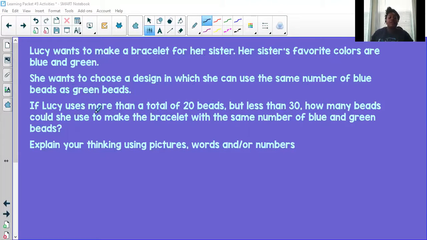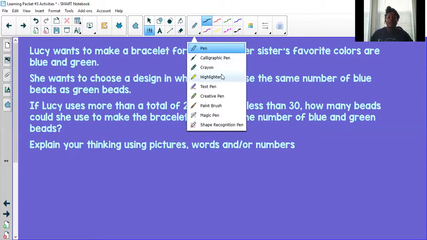beads. If Lucy uses more than a total of 20 beads, but less than 30, how many beads could she use to make the bracelet with the same number of blue and green? Explain your thinking using pictures, words, or numbers. So we're gonna do the same thing. This time, Miss Baba is actually gonna move toward the document camera, but first we're gonna be highlighting important information.